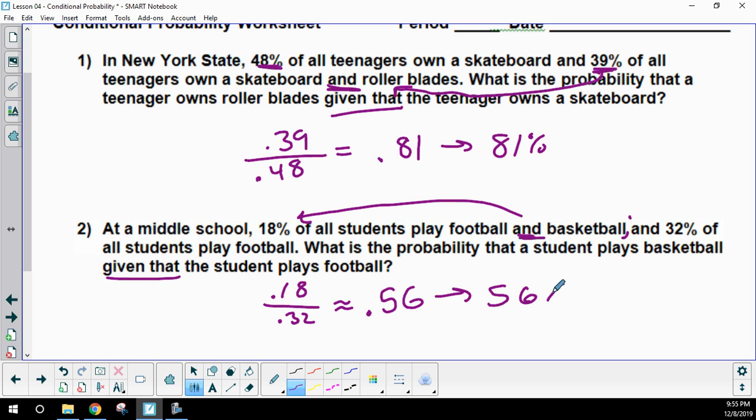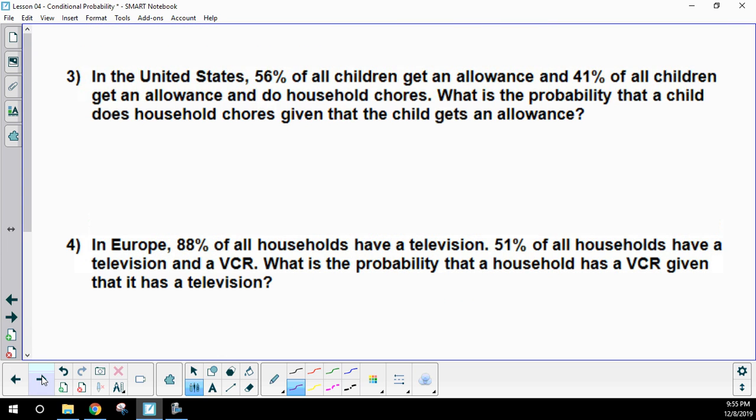Boop. In the United States, 56% of all students get an allowance, and 41% of all children get. Did I say students? Holy cow! Let me just read this again. In the United States, 56 of all. I'm getting tongue-tied.